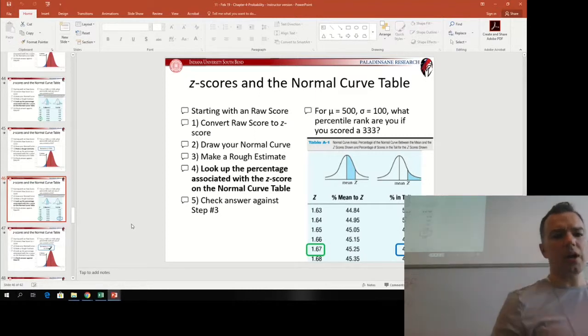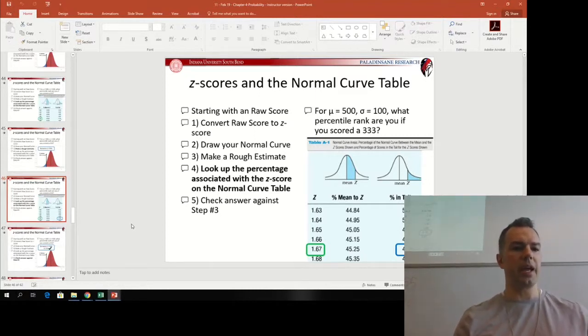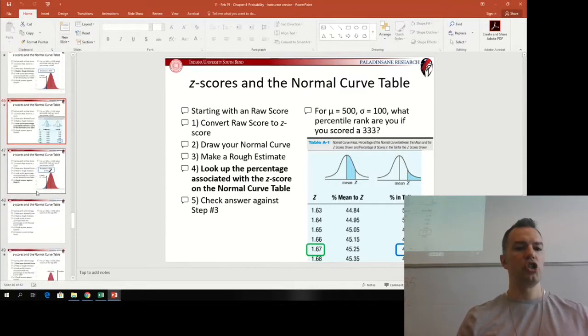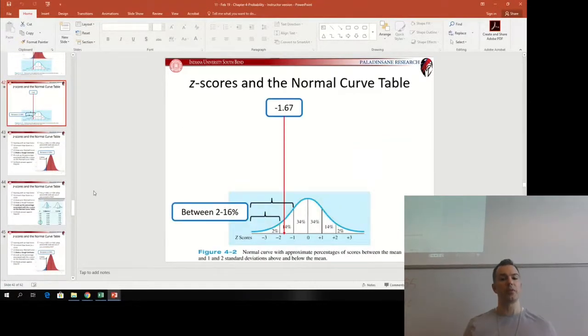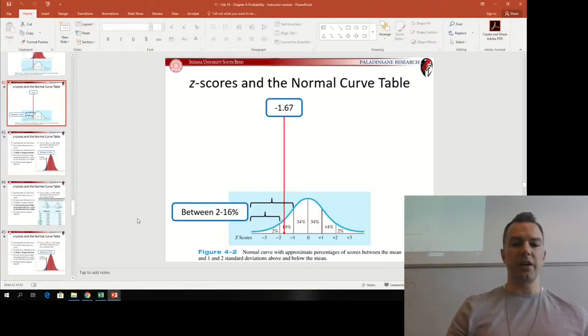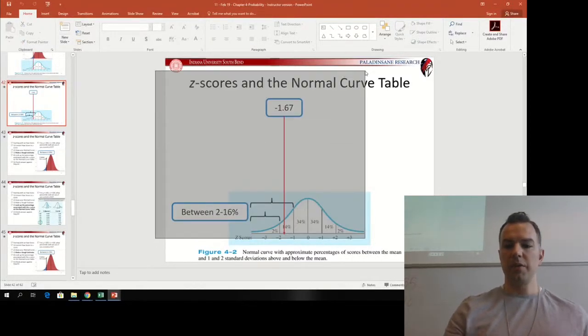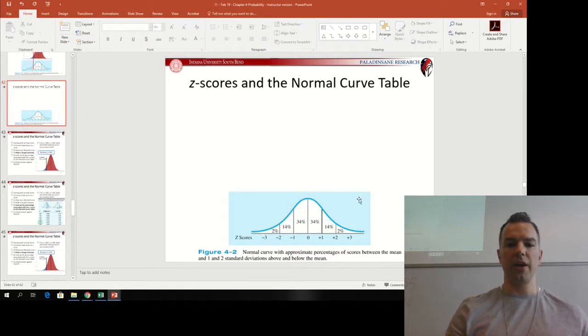All right, so we draw our normal curve. Once again, we want to make a rough estimate just as a double check. So once again, you will not be graded for the rough estimate, but just to make sure that you're not looking at the wrong area of the curve.